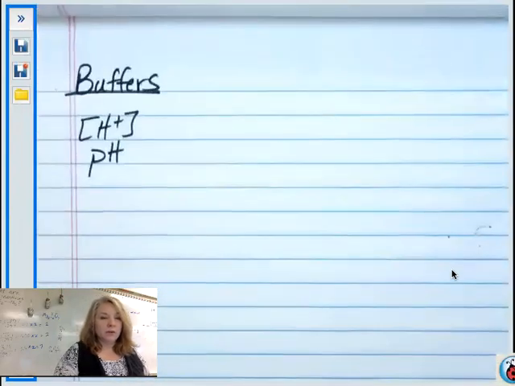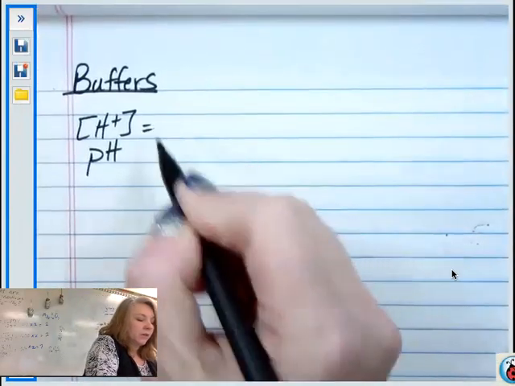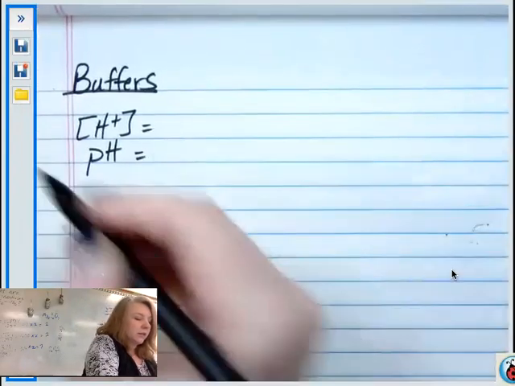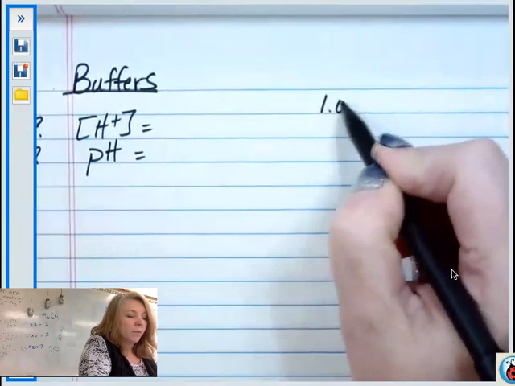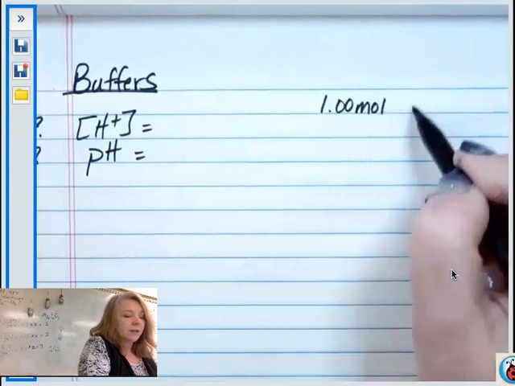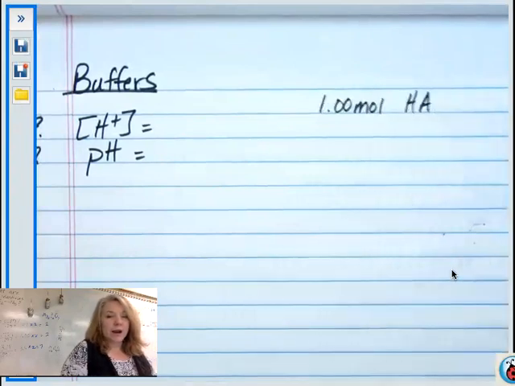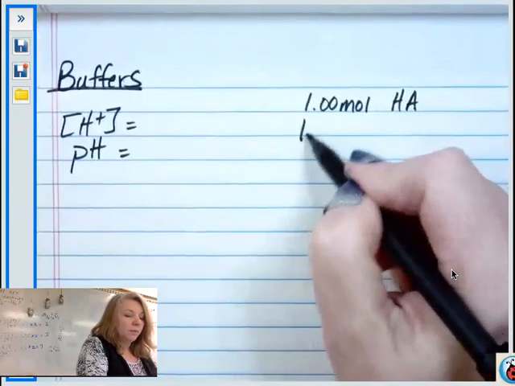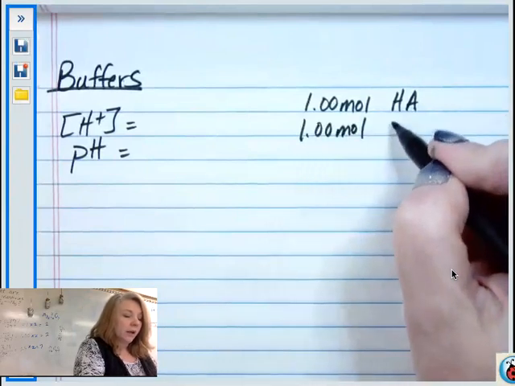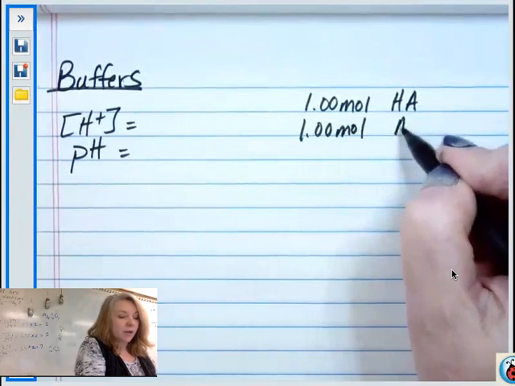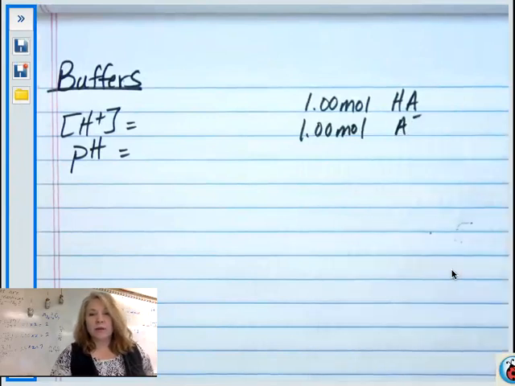Okay, so here's what I've got. We're looking for H plus and we don't know pH. Those are the 2 things that we're trying to find. Now what we do know is that we have 1 mole of the acid. I'm just going to use HA for our acid. And we have 1 mole of the conjugate, which they called Na-lact, but let's just call it A minus. That's our conjugate of our weak acid.